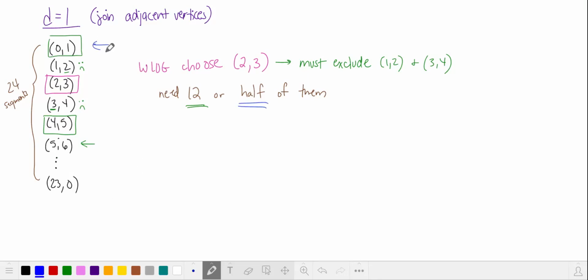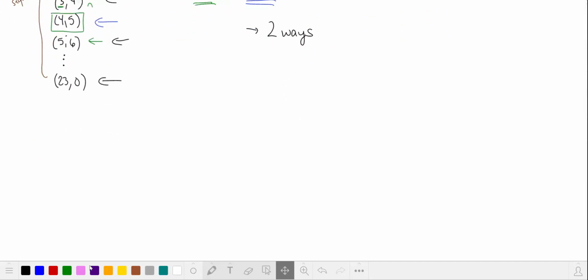So I can select half of the segments from this list, or I can select the other half. This gives me two ways to select segments with a length that I'm calling 1. Let's try D equals 2. This represents segments that skip over one vertex. So for example, a segment that joins vertices 0 and 2.